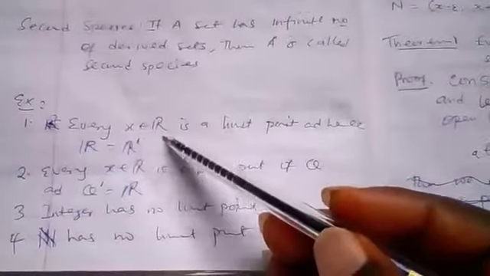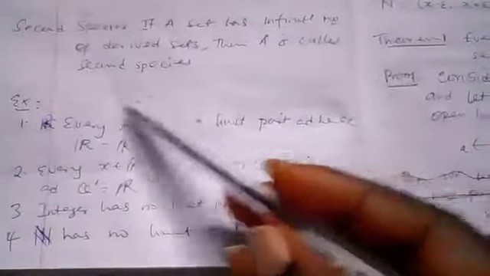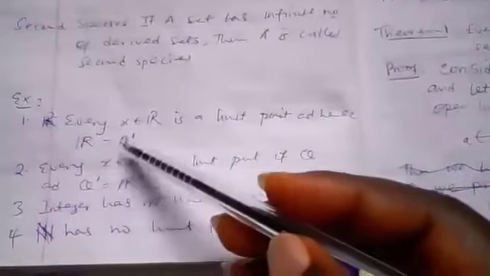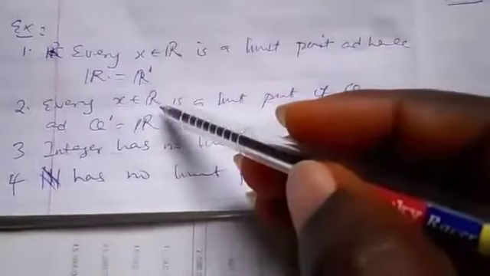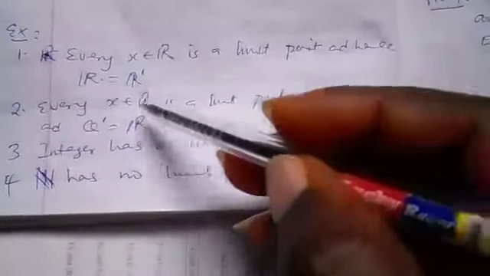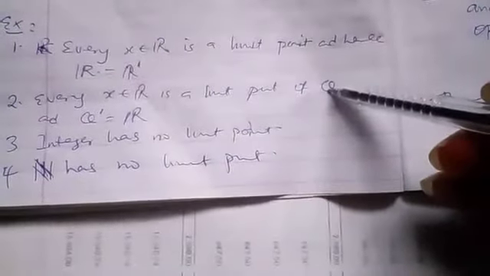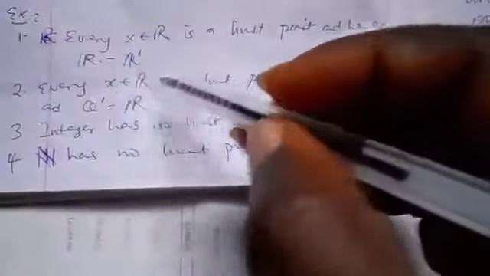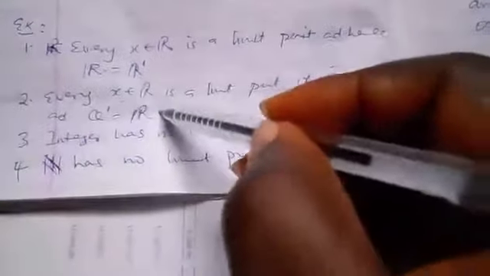Let's consider another example. Every point of the real numbers is a limit point, and that simply means that the derived set of the real numbers is also the real numbers. Also, every real number is a limit point of Q. So what is our Q? Q means rational numbers. So that simply means that every real number is a limit point of the rational numbers. So in that case, the derived set of the rational numbers is the real numbers.